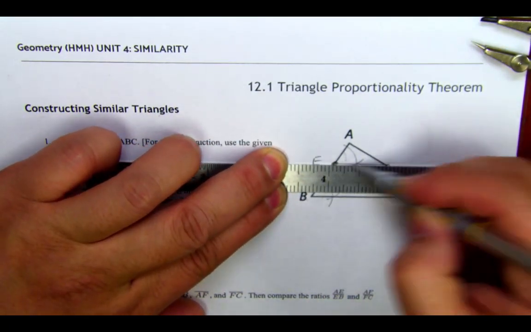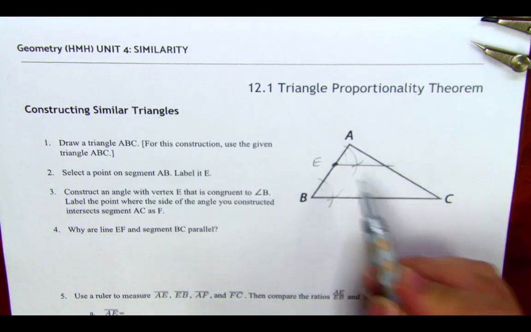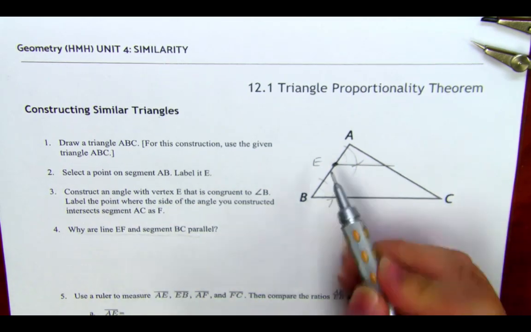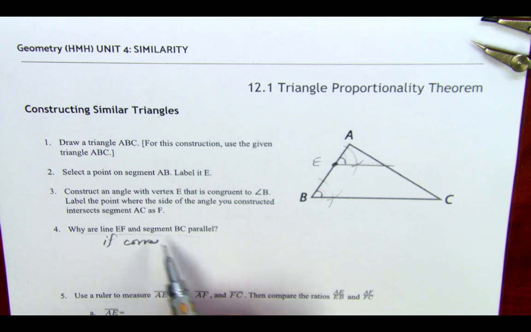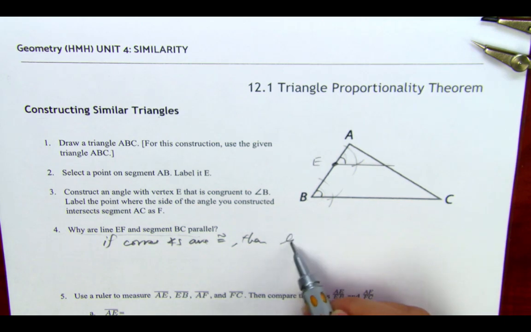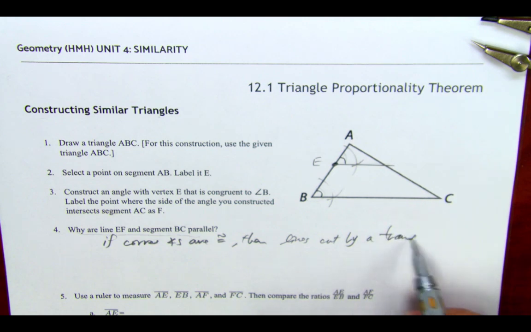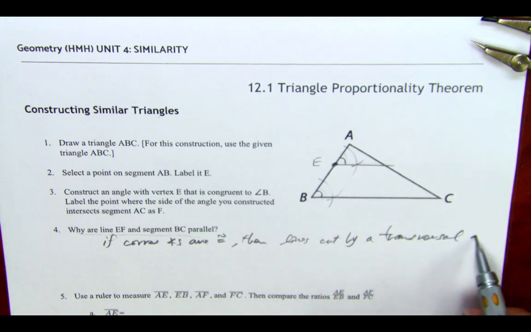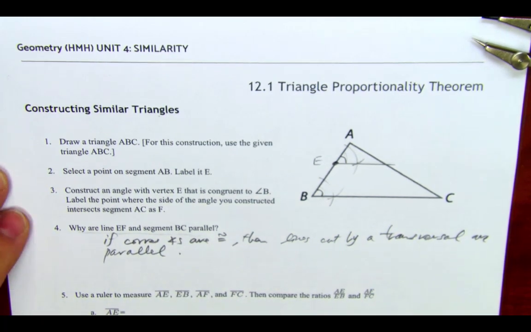And when you connect them, these 2 lines should be parallel. Okay. So why are they parallel? Because if this angle and this angle are the same, if corresponding angles are congruent, then lines cut by a transversal are parallel.